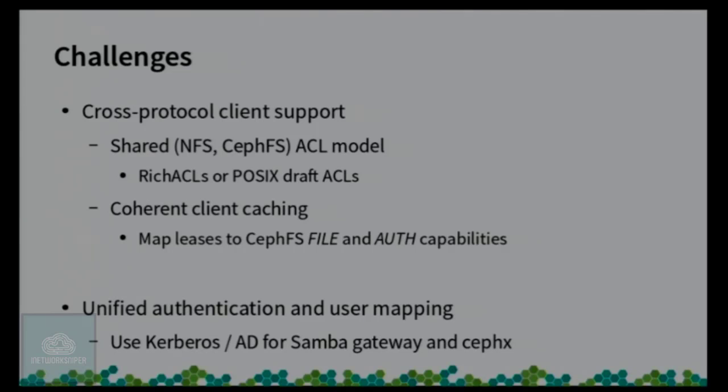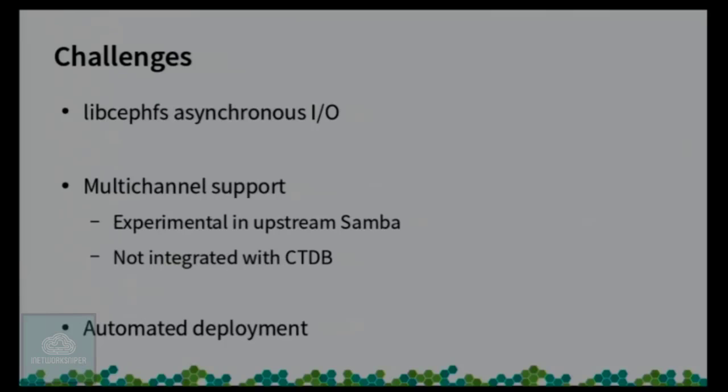Coherent caching, so at least on the Samba side, that needs to be improved to allow for leasing or SMB oplocks with CephFS. Unified authentication: upstream in Ceph, we're looking at adding Active Directory support as a replacement for, or alongside, CephX. If that were to come in, then we could look at using the SMB client's Active Directory or Kerberos tickets to authenticate that specific user with the Ceph cluster. That would be nice to have.